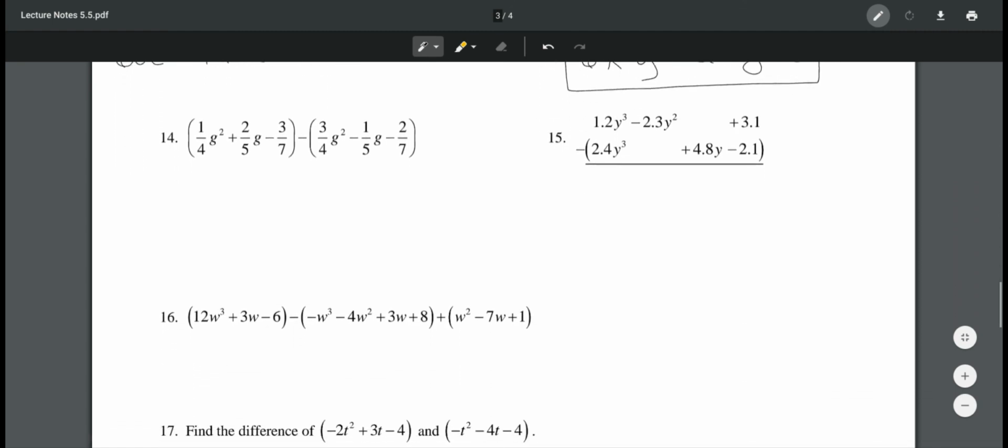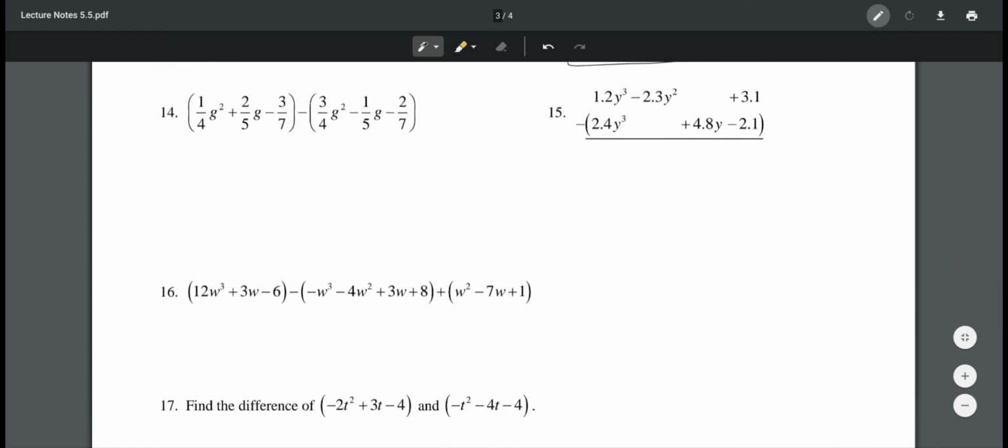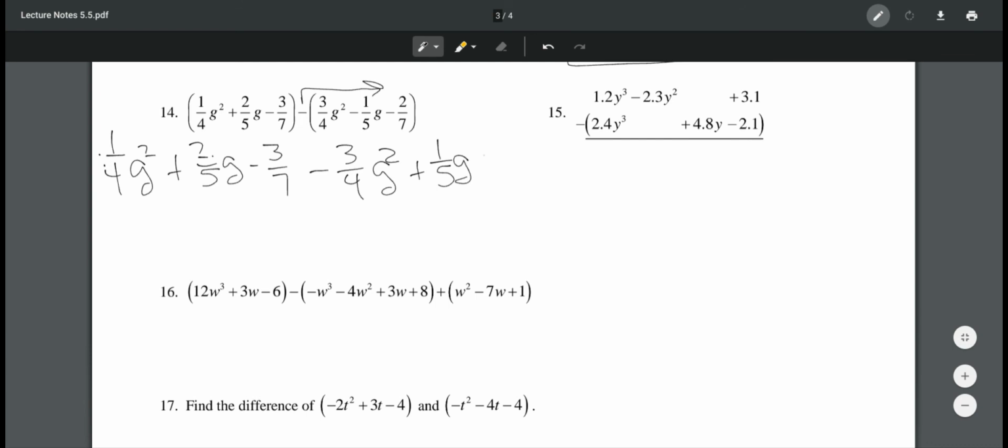Now, in number 14, before I do anything else, I am going to find the opposite of these values back here. So I have 1/4 g squared plus 2/5 g minus 3/7. Then I'm going to change all these signs to the opposite of what they are. So that would be negative 3/4 g squared plus 1/5 g plus 2/7.